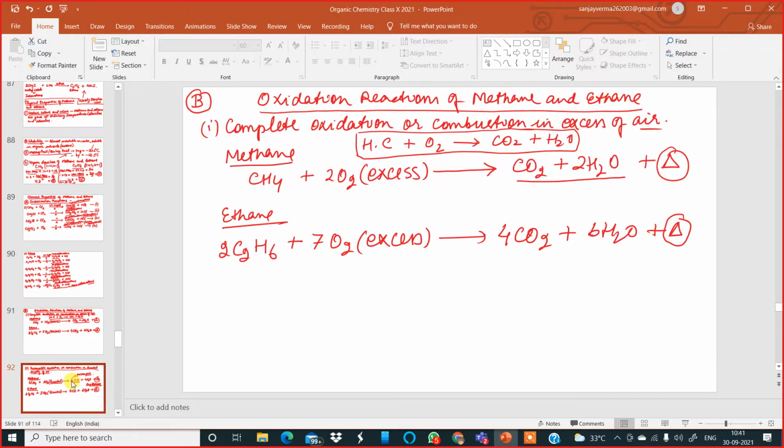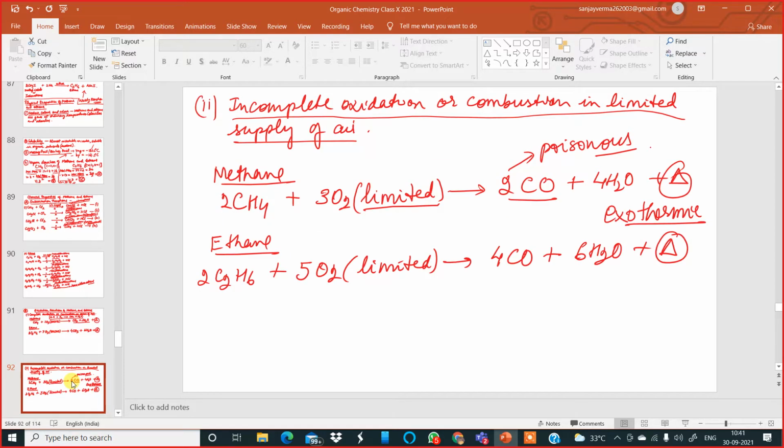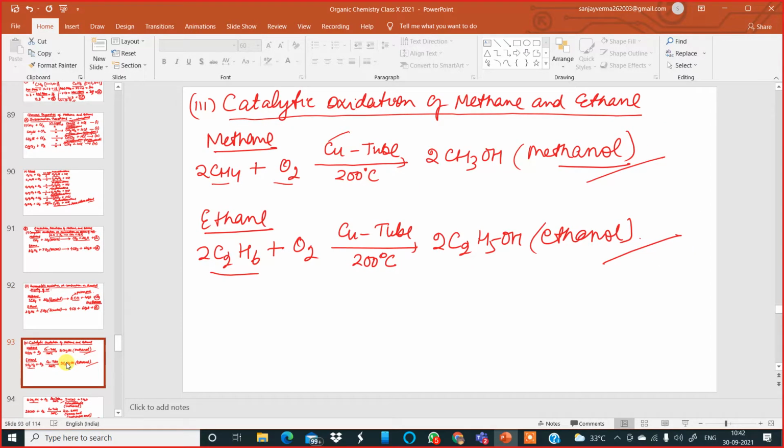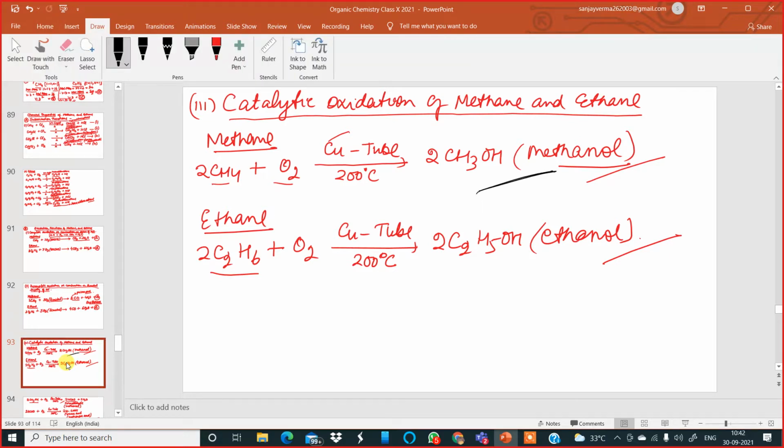Then incomplete oxidation or combustion in a limited supply of air. This also I had done in the previous class. Catalytic oxidation of methane and ethane was also done, where using a copper catalyst at 200 degrees Celsius, methane was oxidized to methanol and ethane was oxidized to ethanol.